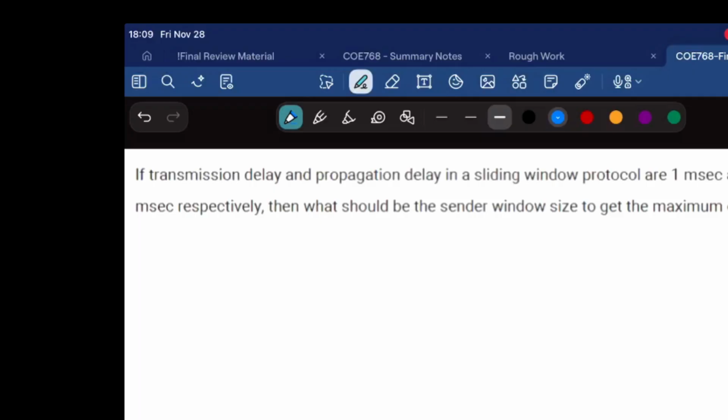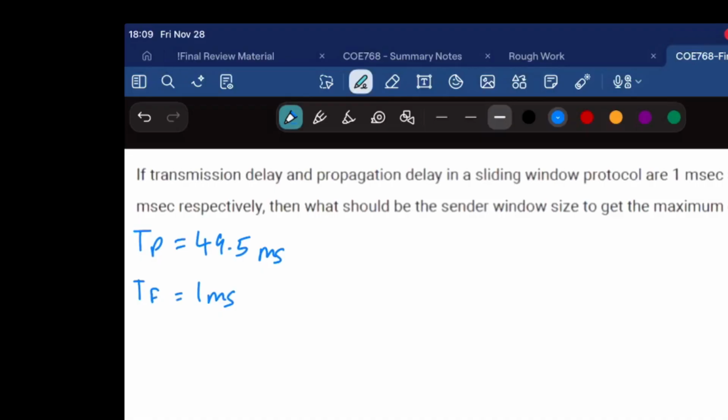But before that, we'll list out some content that we need to understand. Our propagation delay is given at 49.5 milliseconds. Then we have our transmission delay, which is 1 millisecond. And then we have WS, which is the sender window size.